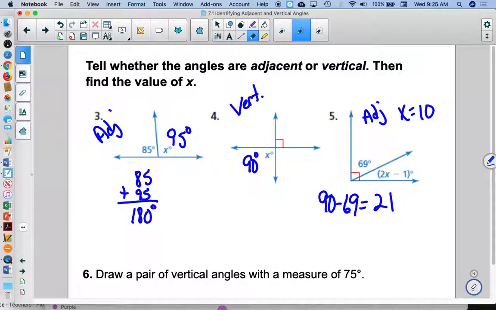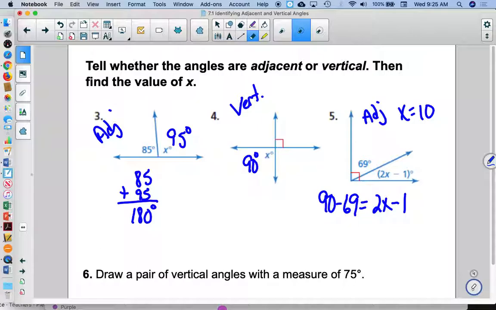Okay? Why didn't you just set up an equation that looked like this? That's how I would do it in my head. Is that gonna work though? 90 minus the 69 has to be equal to the 2x minus 1? Will that work?